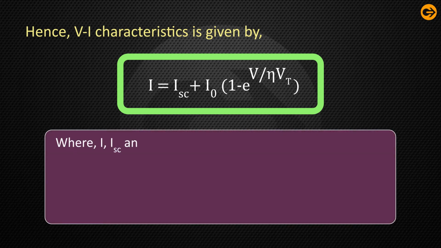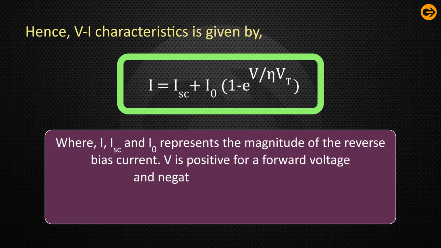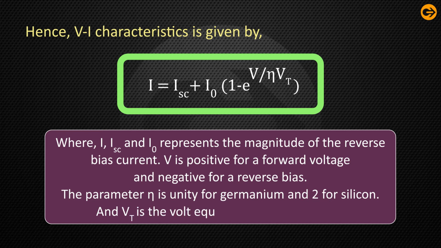Here, I, ISC and I naught represent the magnitude of the reverse bias current, and V is positive for a forward voltage and negative for a reverse bias. The parameter eta is unity for germanium and 2 for silicon, and VT is the voltage equivalent of temperature.